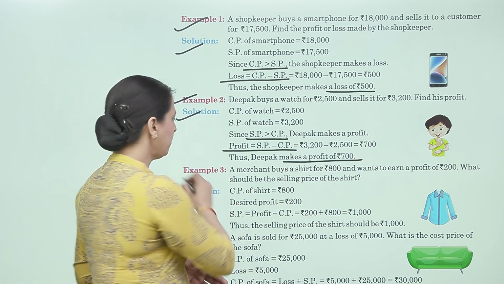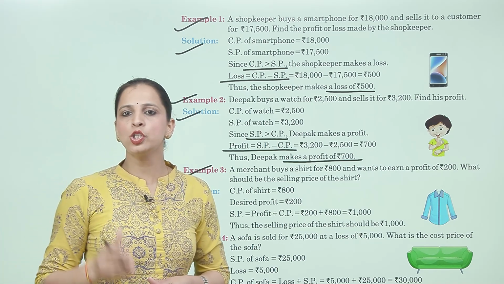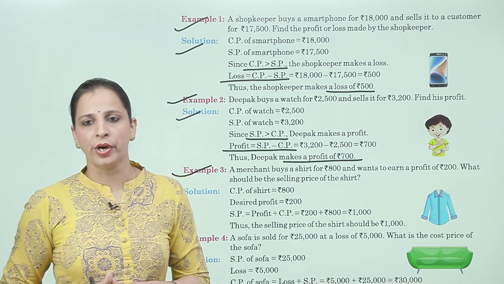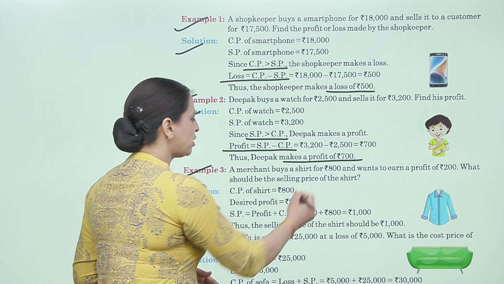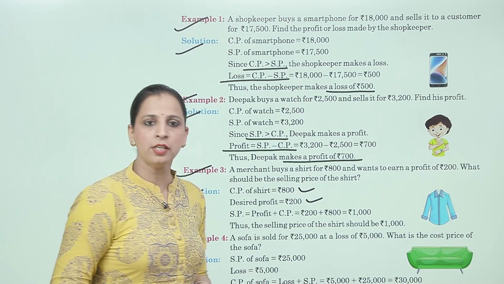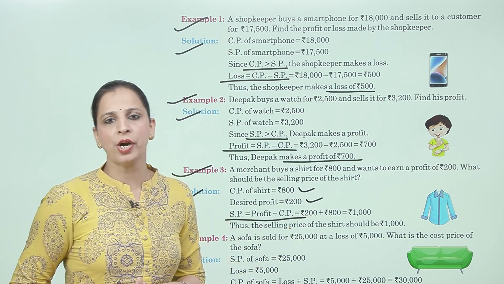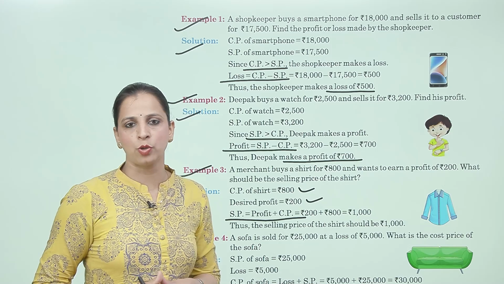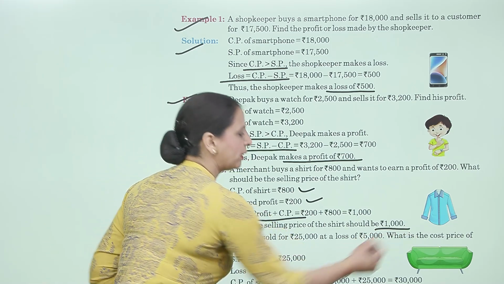Now, example 3. A merchant buys a shirt for rupees 800 and wants to earn a profit of rupees 200. What should be the selling price of the shirt? Solution. Cost price of the shirt is 800 rupees. Desired profit is 200. So, selling price is profit plus CP, that is 200 plus 800, which is equal to 1000. Thus, the selling price of the shirt should be 1000 rupees.